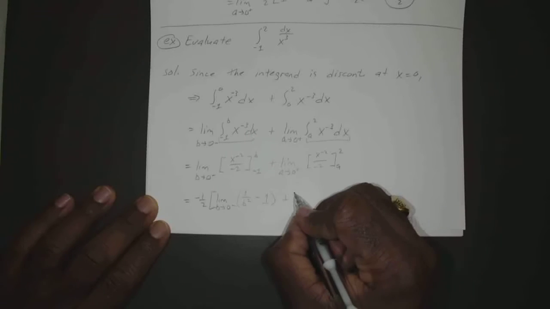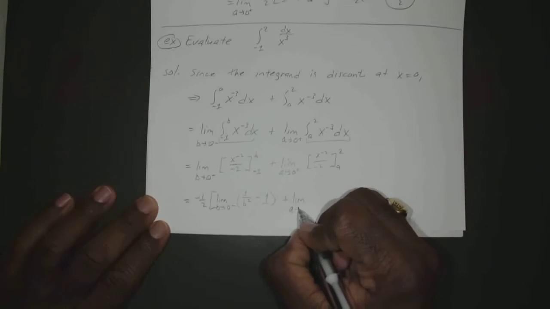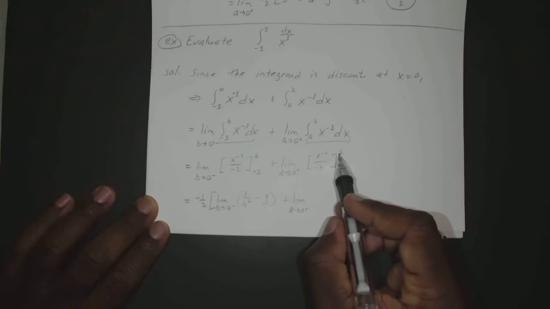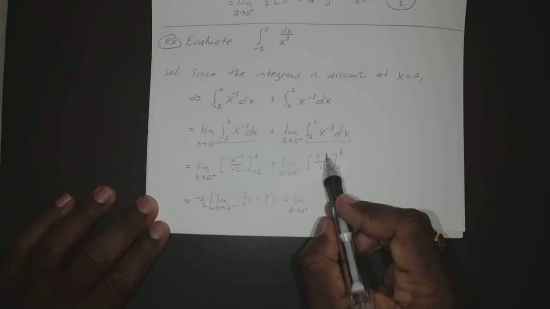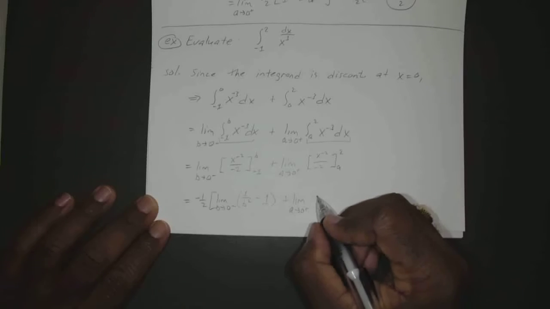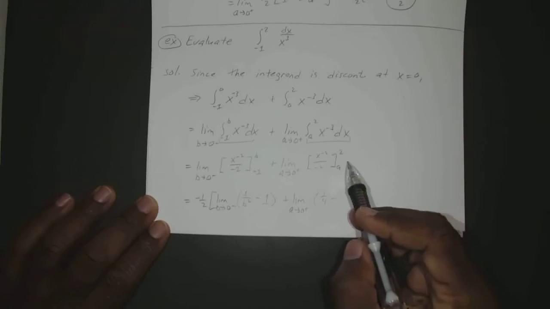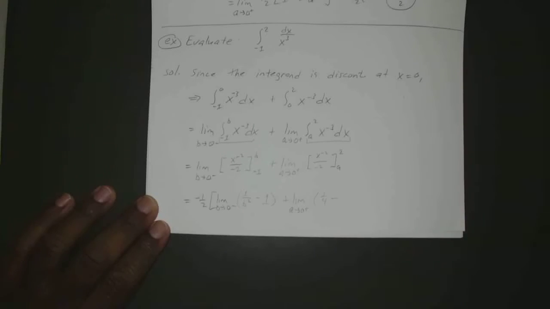Plus the limit as a approaches 0 from the right. If you plug in 2 squared, you have 2 to the negative 2 power. Well, 2 to the negative 2 is 1 over 4. Minus, if you plug in a, that gives you 1 over a squared.